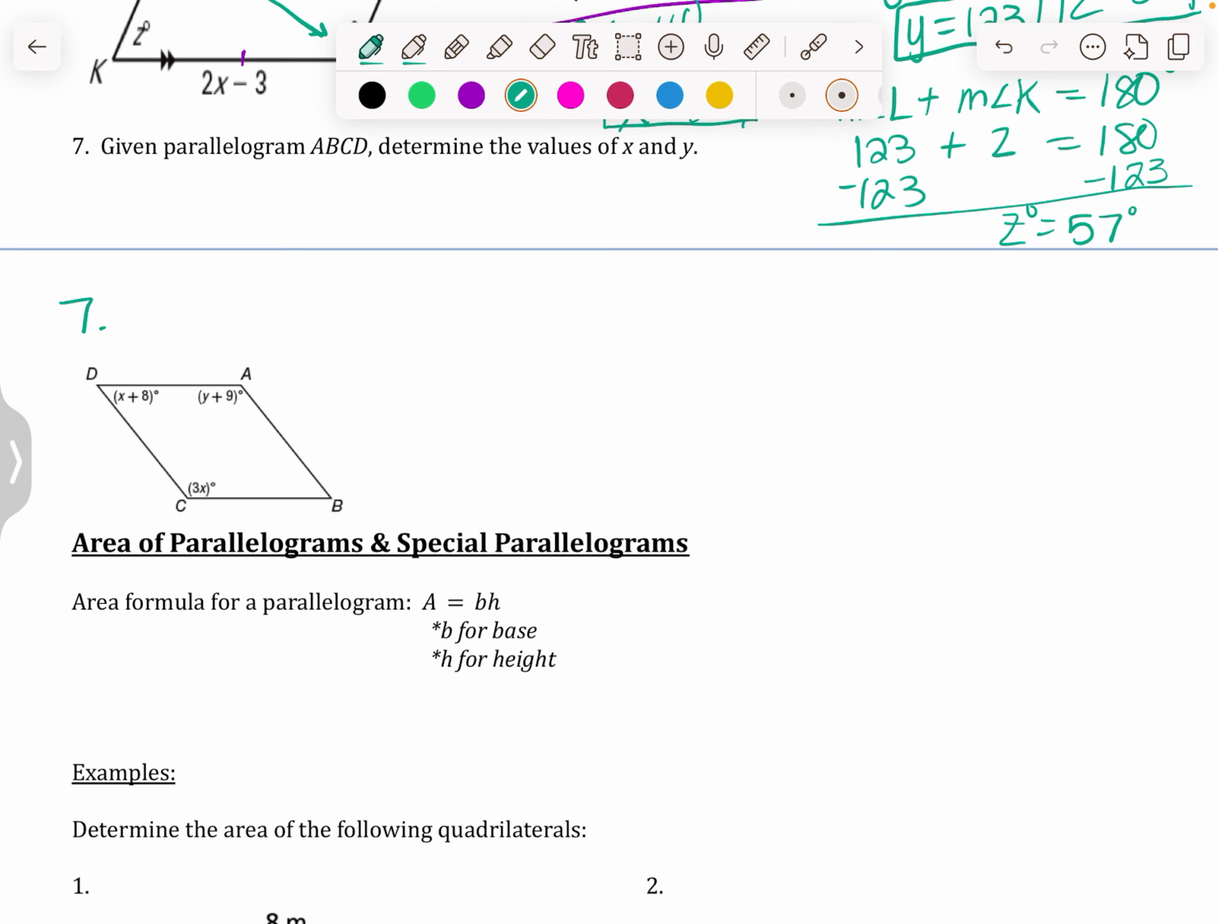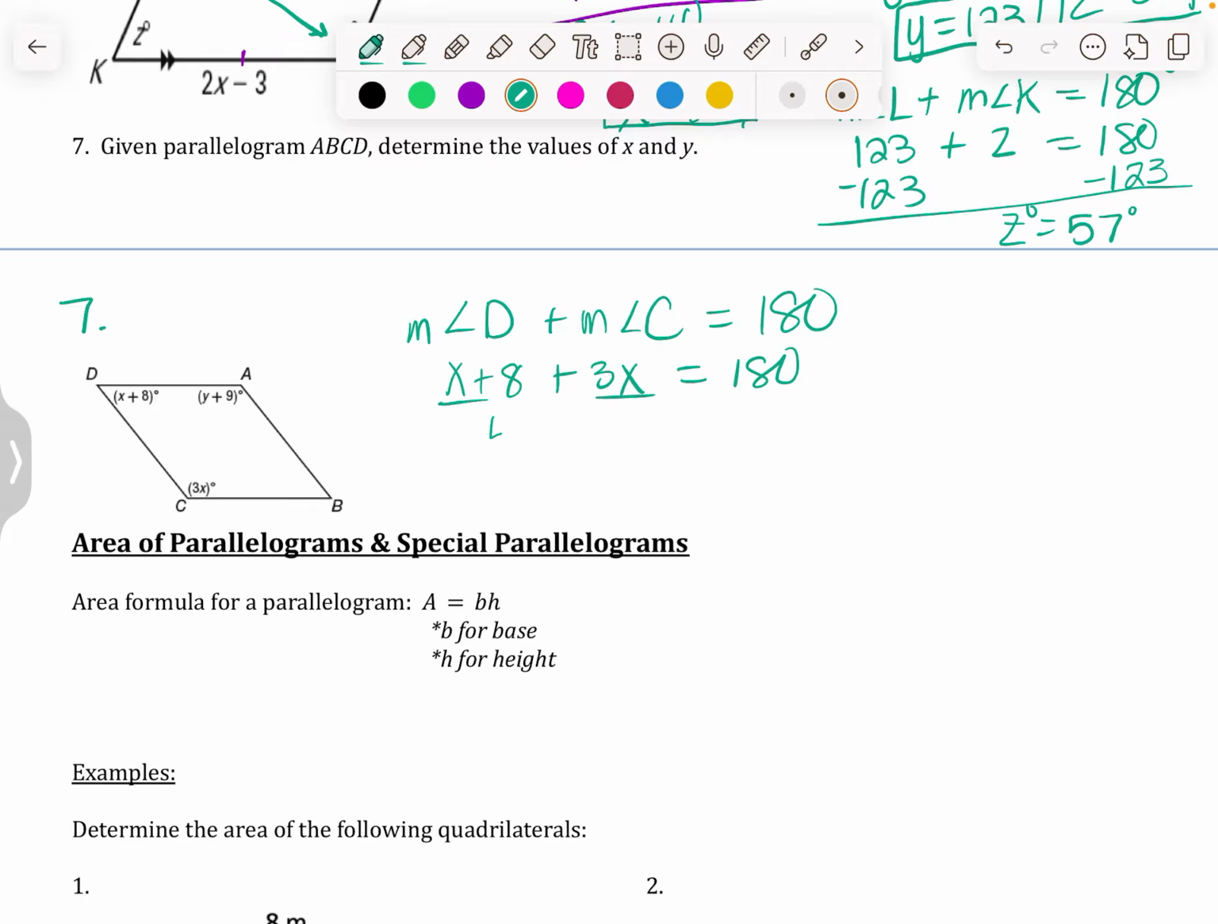So this one has the double variables, and we can see that there are 2 x's. And so we probably want to solve for x first since there's more x's. Since angles D and C contain the x variables, and those would be considered consecutive, which is next to each other, they have to add to 180 degrees. So we are going to use the fact that angle D plus the measure of angle C are consecutive angles, so add to 180. So x plus 8 plus 3x is going to equal 180.